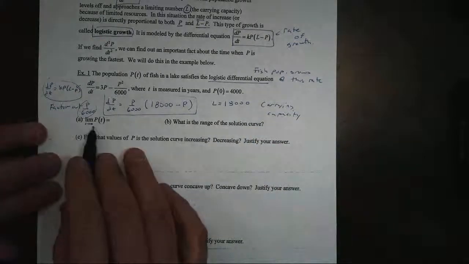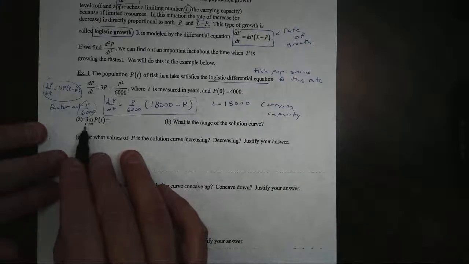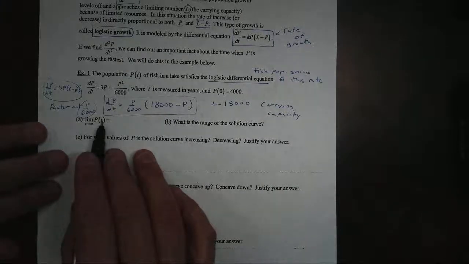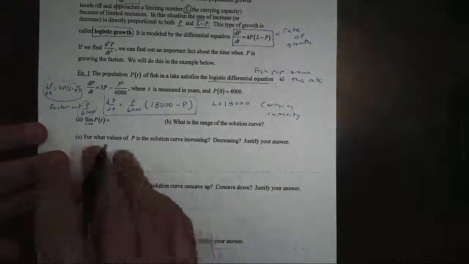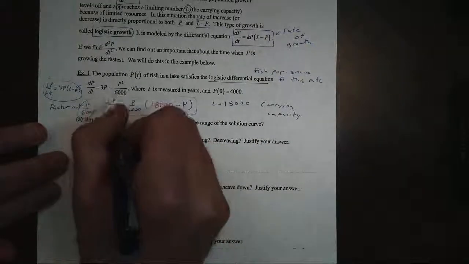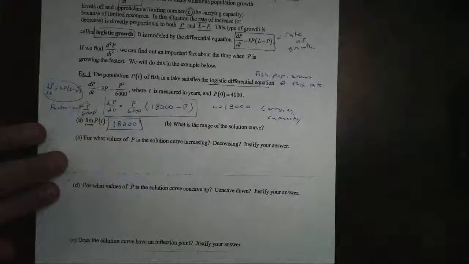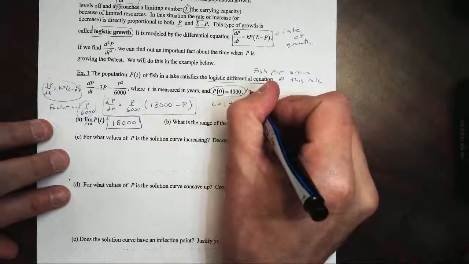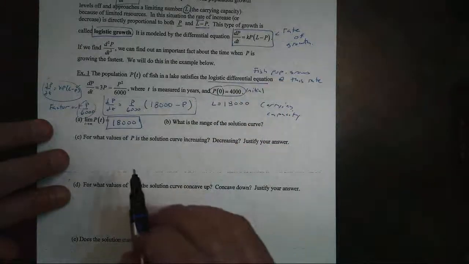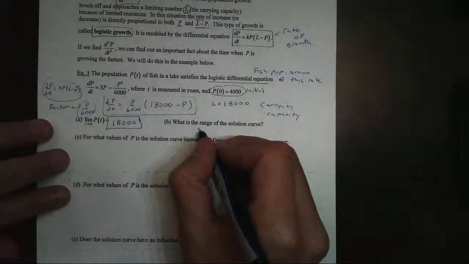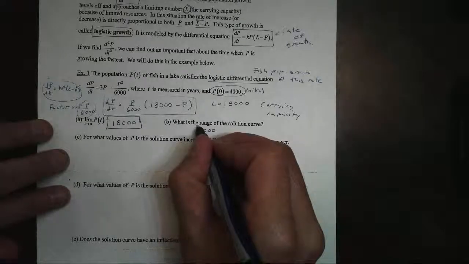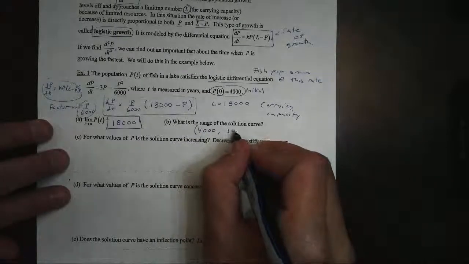Now the next question is very simple. It asks, as time goes to infinity, what's the population going to approach? Well, that's what a carrying capacity is. It says no matter what, the most population of fish we'll ever have in that lake is 18,000. And from there I can get the range. Well, I'm starting, that's what this is for right here. I'm starting with an initial value of 4,000 fish. At time equals 0, we have 4,000 fish. So the range of the number of fish is going to go from 4,000 all the way to 18,000.